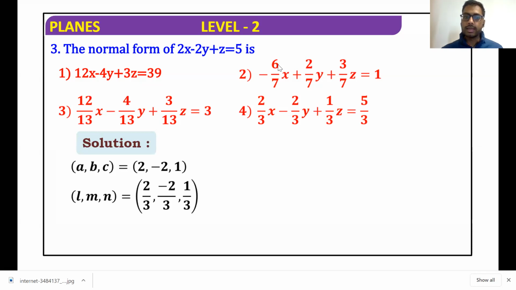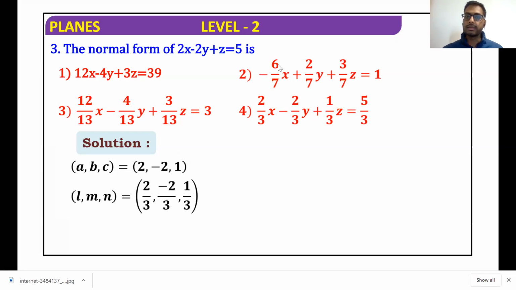How will you get your l, m and n from your a, b and c? L is nothing but a upon under root of a square plus b square plus c square. A, b, c values are given. So a square is 4, minus 2 square is 4, plus 1 square is 1. So under root of 4 plus 4 plus 1, that's under root 9, which is 3. Therefore, l is equal to a upon 3.